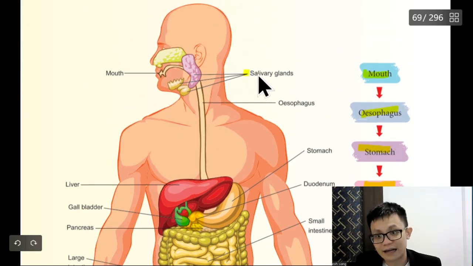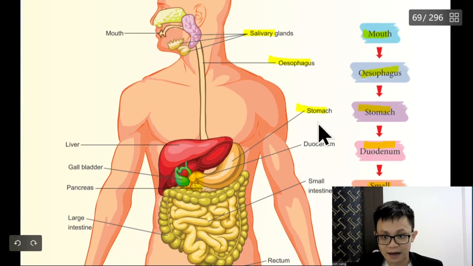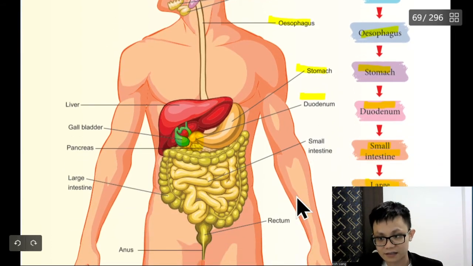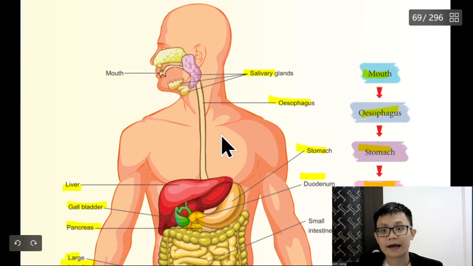Mouth, salivary gland, esophagus, stomach, duodenum, small intestine, rectum, large intestine, pancreas, gallbladder, liver. Memorize it because I think the exam will ask. And of course, I'll always share this. I'm scared you guys get confused.